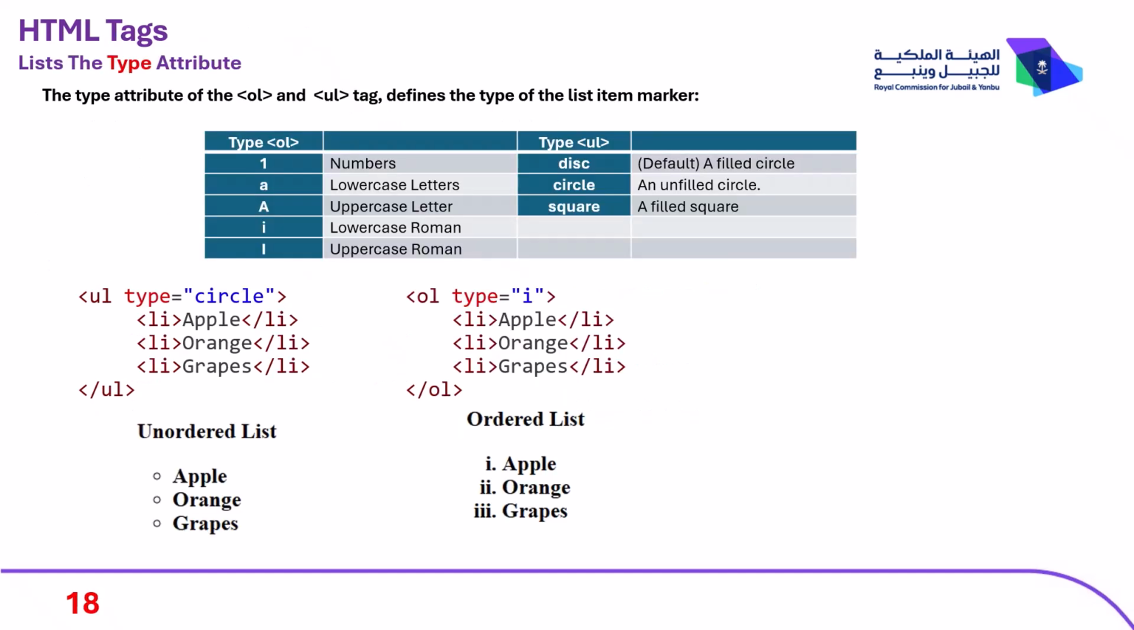HTML type attribute, which specifies the kind of marker, bullet, or number used in a list. Ordered lists use the type attribute to define the numbering style. Unordered lists use the type attribute to define bullet shapes.